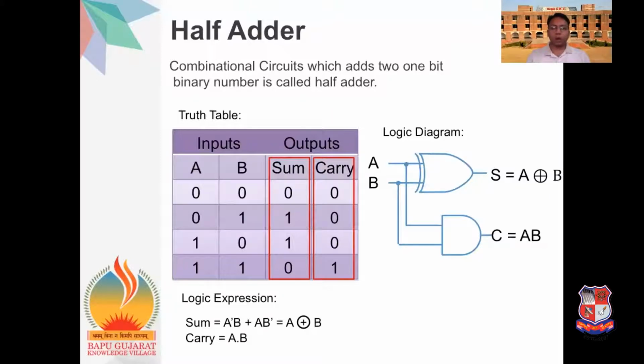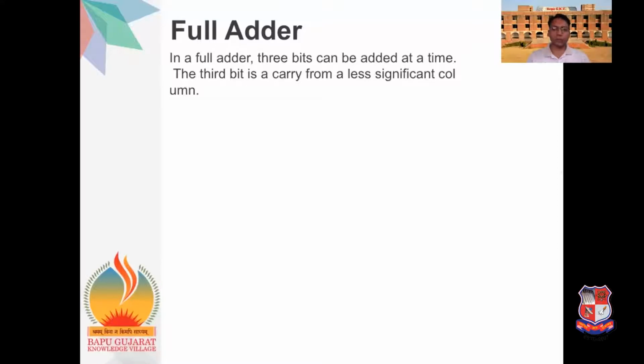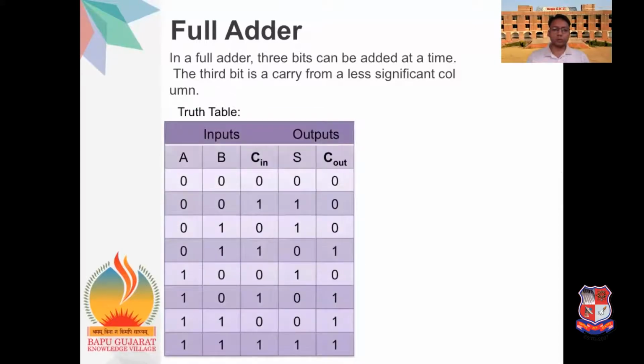In that we can add only 2 bits. So to add a larger number of bits, we have to use the full adder. So now let's see the full adder. In the full adder, 3 bits can be added at the same time. The third bit is a carry from the less significant column. Let's see the truth table for this full adder. Here there are 3 inputs and 2 outputs, sum and carry out. For these 3 inputs, there are a total of 8 combinations. For all the 8 combinations, the sum and the carry are represented in the truth table.